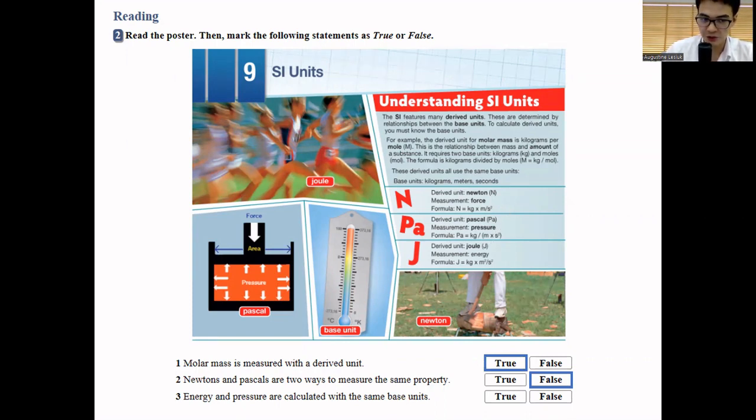And the last one, energy and pressure are calculated with the same base units. The answer to this one is true. Both energy and pressure use kilograms, meters, and seconds as their base units. Okay, so those are the answers. Moving on to the next segment.